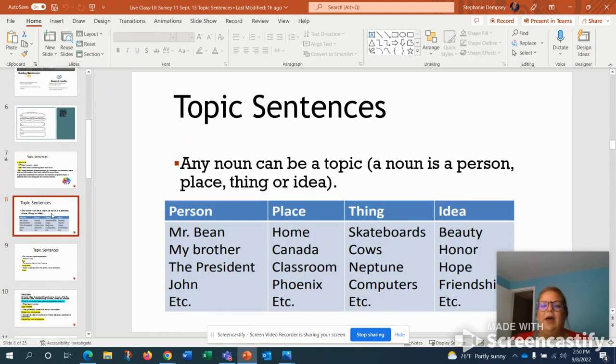Here are some examples of things that can be topics. Anything can really be a topic that's a noun. So, a person: Mr. Bean, my brother, the president, John. A place like home, Canada, a classroom, Phoenix. A thing would be skateboards, cows, Neptune, computers. An idea is something like friendship, beauty, honor, hope.